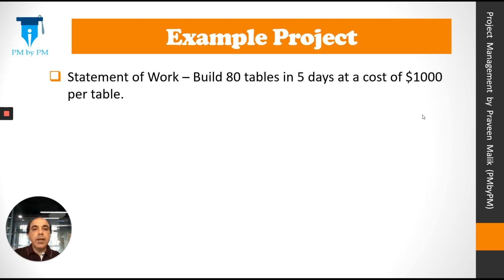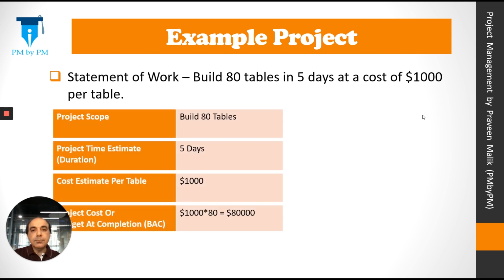Let us look at EVM with the help of an example project. Let's consider that we have to build 80 tables in 5 days at a cost of $1,000 per table. Very expensive table. Nonetheless, it will help us to understand EVM. So this is how the project plan can be represented. The project scope is to build 80 tables. Project time estimate is 5 days. And cost estimate for building each table is $1,000. The total project cost is $80,000. It is also called budget at completion, BAC, in EVM parlance.